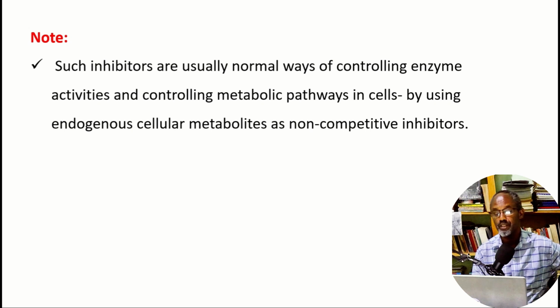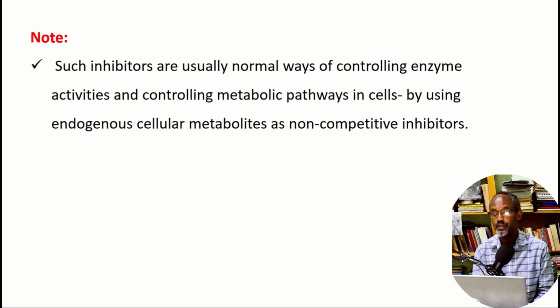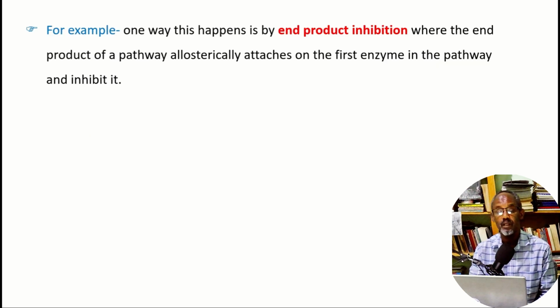Chemicals which are part of metabolic reactions in your cell attach to the allosteric site of enzymes, known as allosteric enzymes, and stop their activities temporarily, which is a type of non-competitive inhibition. Therefore, non-competitive inhibitors are one way by which we control the activity of some enzymes, known as allosteric enzymes, by allosteric inhibition. One way this happens is by end product inhibition. Look, end product inhibition. Now, the end product is the chemical that is produced at the end of the pathway.